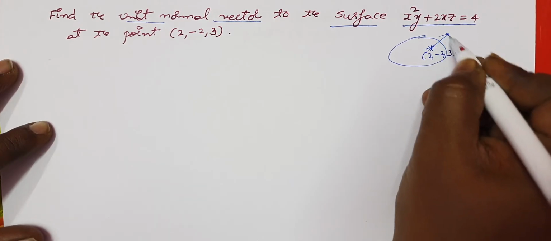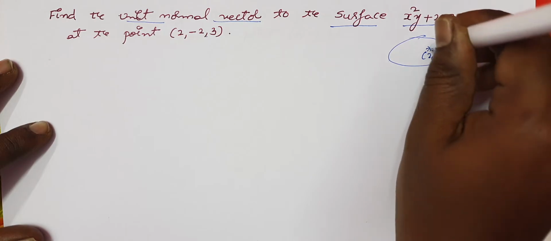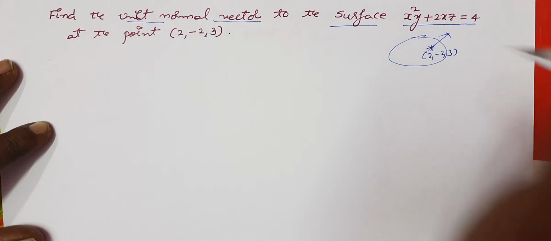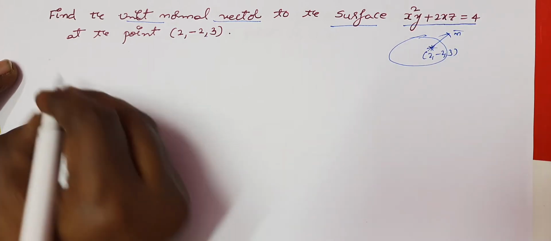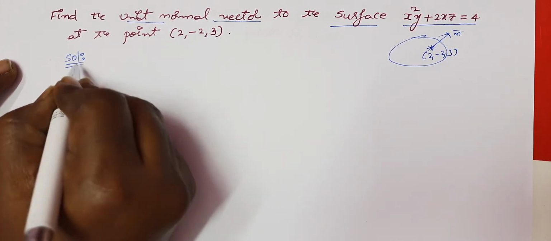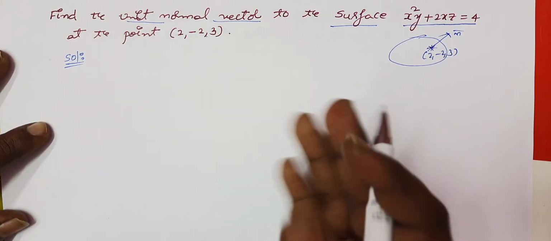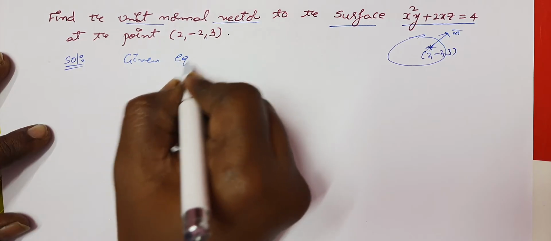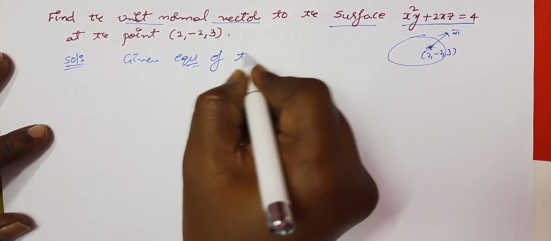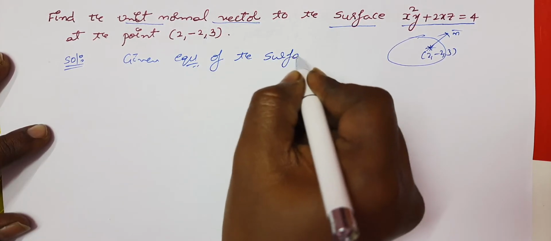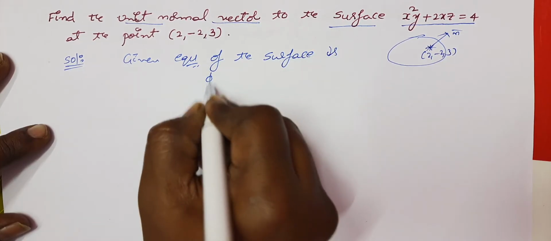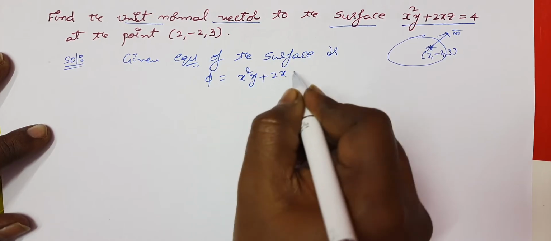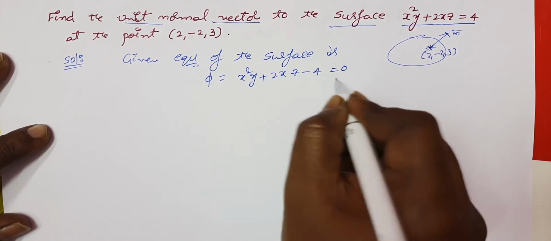First we have to find out the normal. Actually normal is nothing but like this. This is the normal to the given surface which is represented by n bar. So how can we find out the normal? By finding the gradient. Gradient gives the normal. So first write the given equation of the surface as phi, you can represent it with phi. So you will get x square y plus 2xz minus 4 is equal to 0.